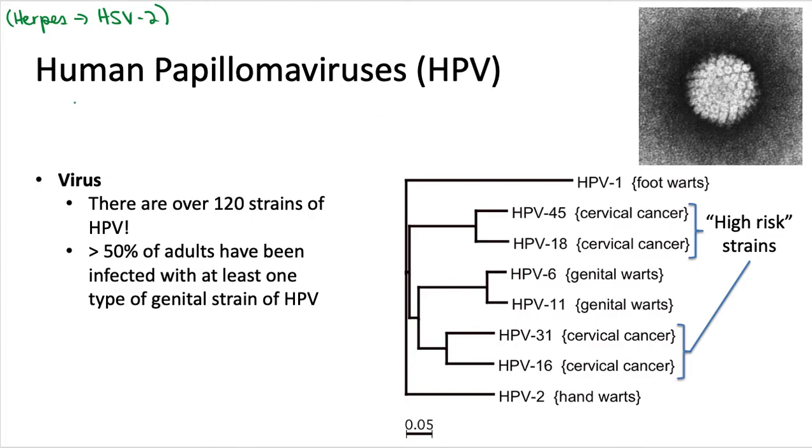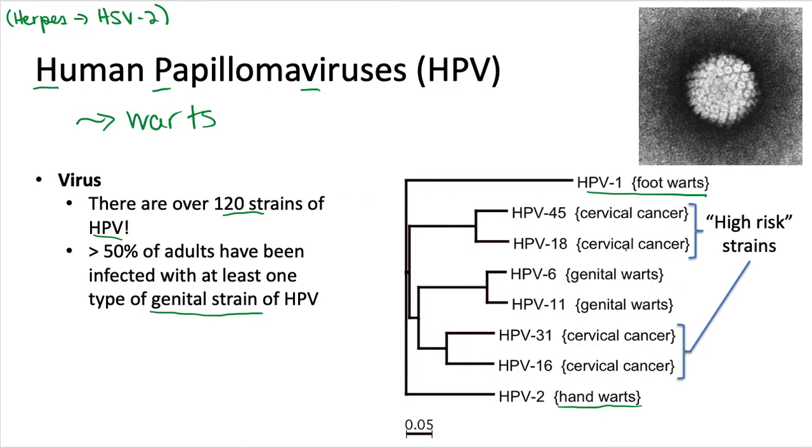And HPV stands for human papilloma virus. And these, in a very general way, cause warts. Most strains of HPV cause hand and foot warts or warts on the skin. But there are 120 strains total of HPV, and a handful of strains are genital strains. So they can cause infections like genital warts or even be associated with cervical cancer.